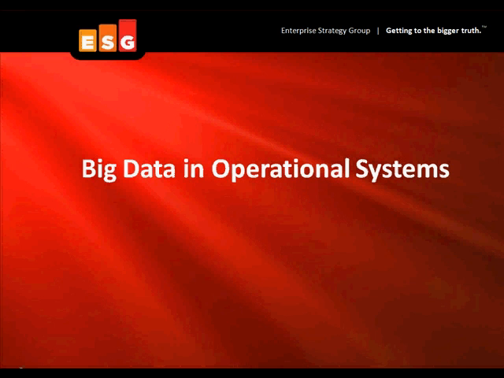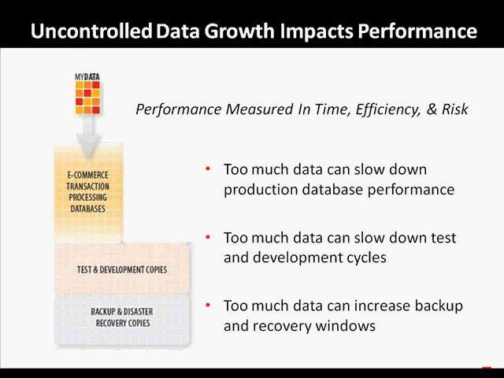So when we look at big data and operational systems, let's go back to what we said at the beginning. If you have a lot of information coming in, a lot of people are transacting on this e-commerce data, performance is measured a number of different ways. And uncontrolled data growth has an impact in performance, in time, efficient use of hardware, software resources, people resources, and also risk. If you have a large volume of data and your database crashes, how long does it take to recover that database? The larger the database is, the longer it's going to take to recover.